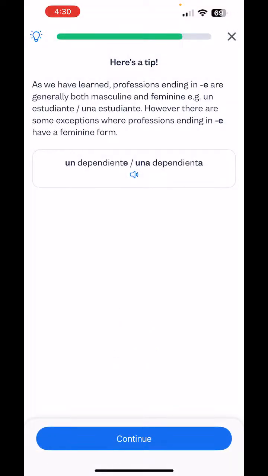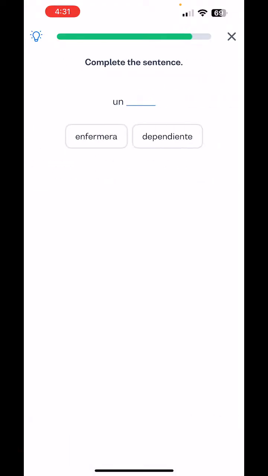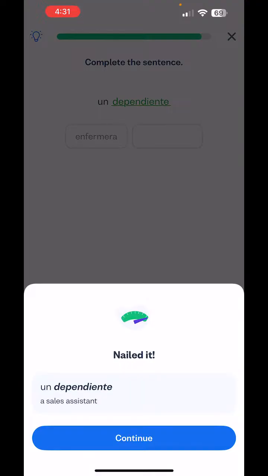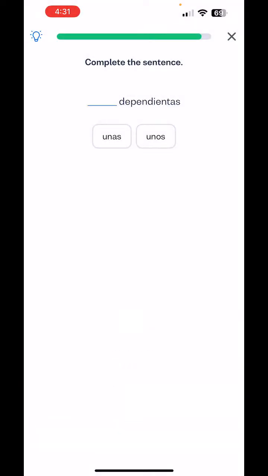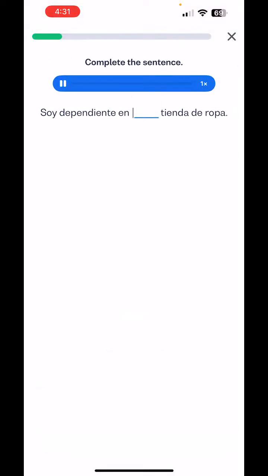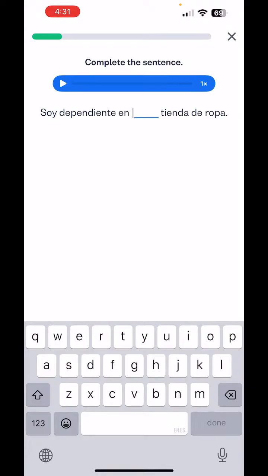Here's another tip. As we have learned, professions ending in E are generally both masculine and feminine. Example, un estudiante, una estudiante. However, there are some exceptions where professions ending in E have a feminine form. Un dependiente, una dependienta. Okay. Un dependiente. A sales assistant. Unas dependientas. Soy dependiente en una tienda de ropa.